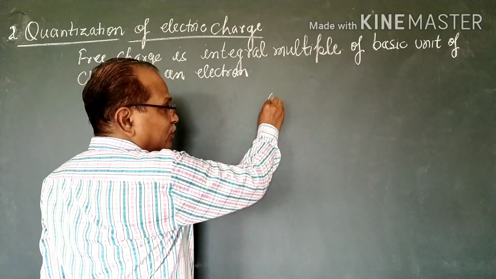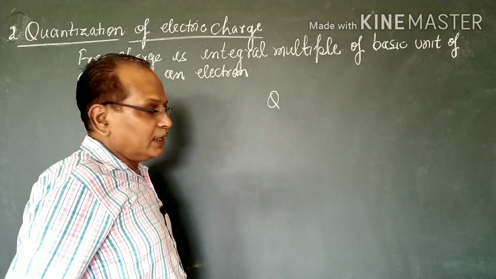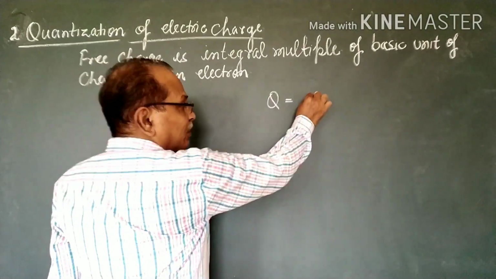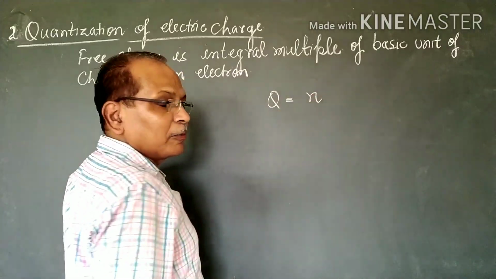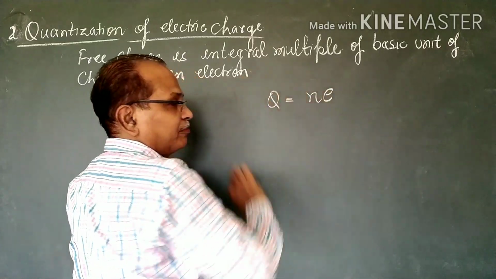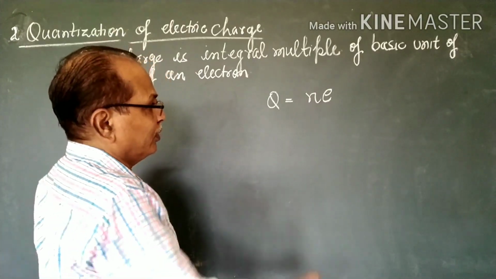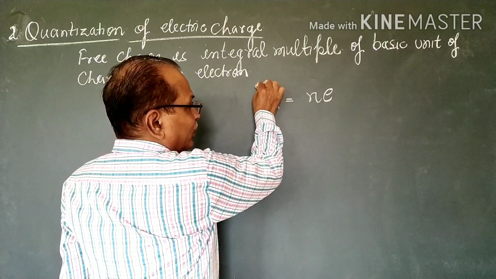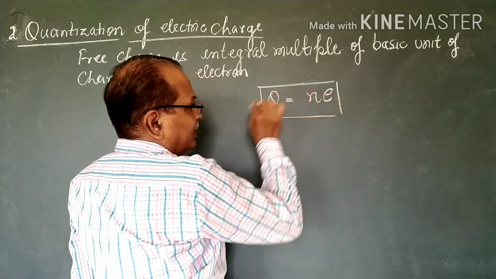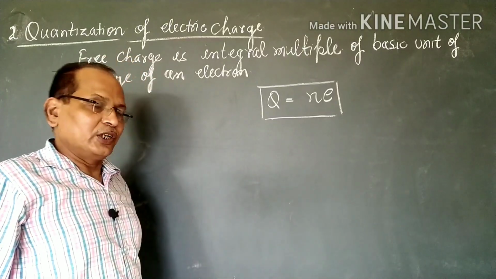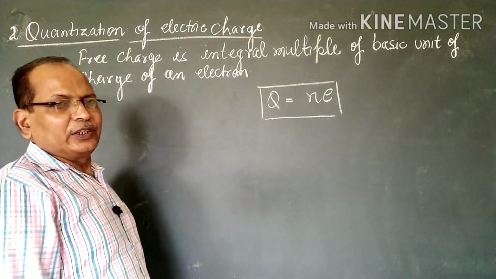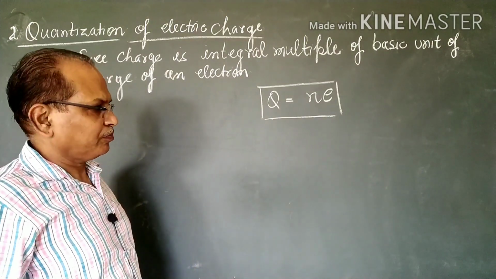the total charge Q is always equal to an integral multiple of the basic unit of electric charge e. So Q equals n e. This is called quantization of charge. Now, what is the meaning of it? How can you explain this?